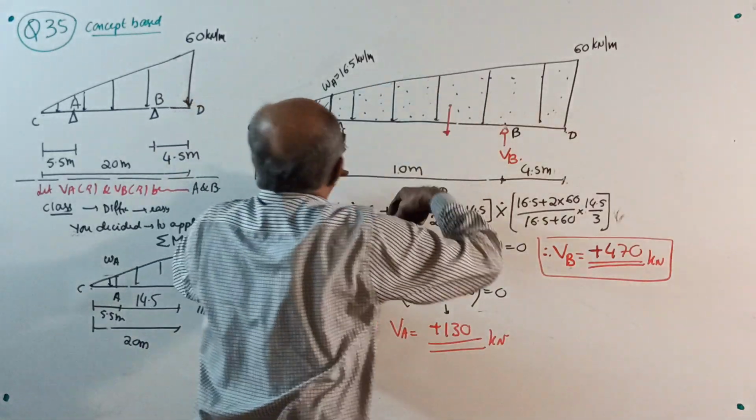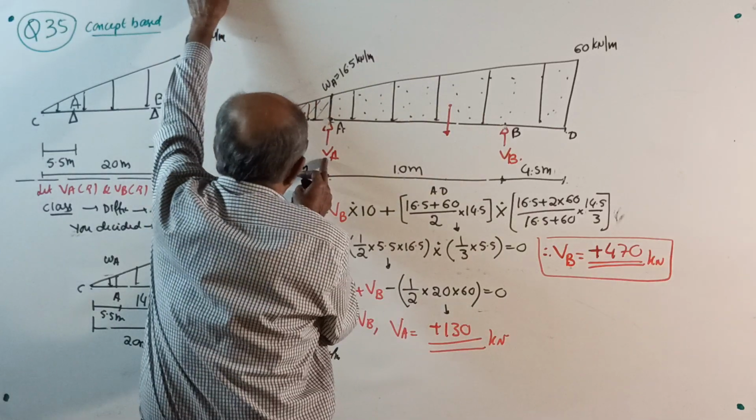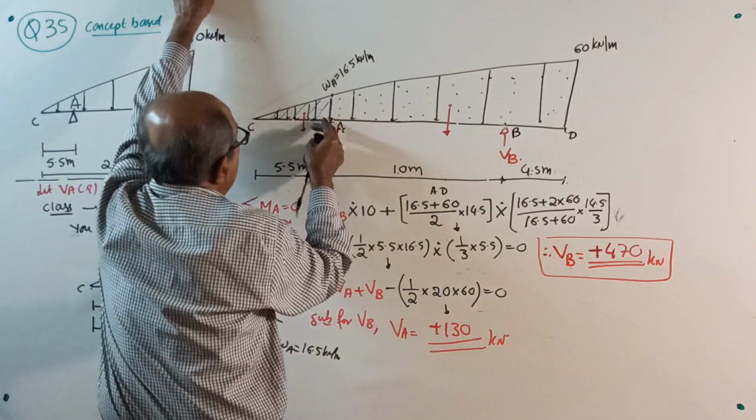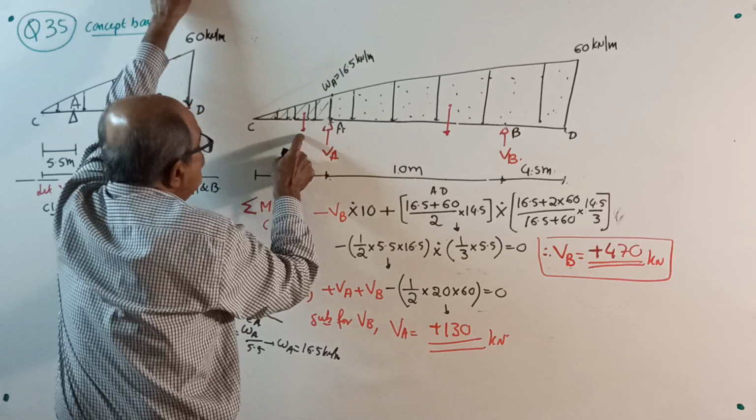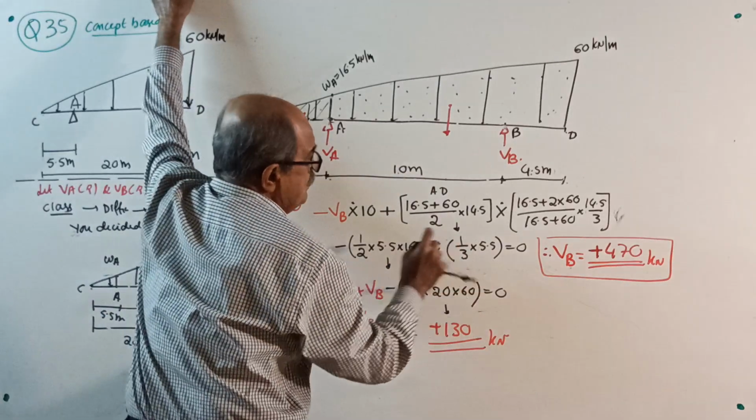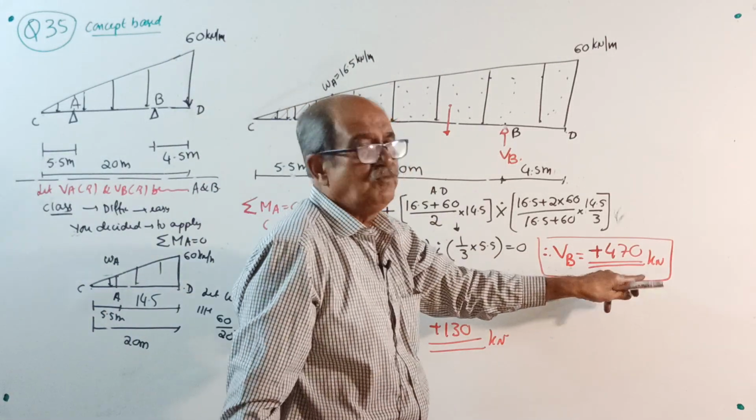That is clockwise. Then minus half into 5.5 into 16.5 is the total load, into this distance, which is 1 by 3 of 5.5. VB will come 470 kilonewton.